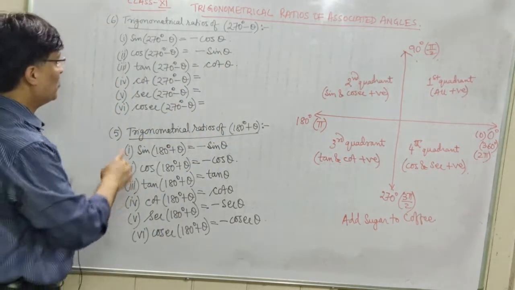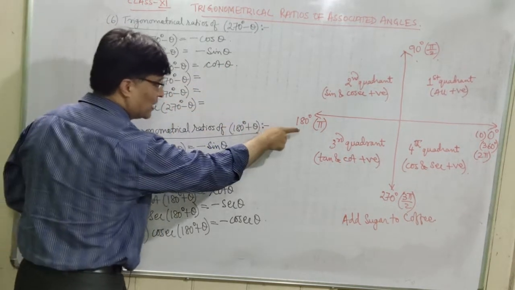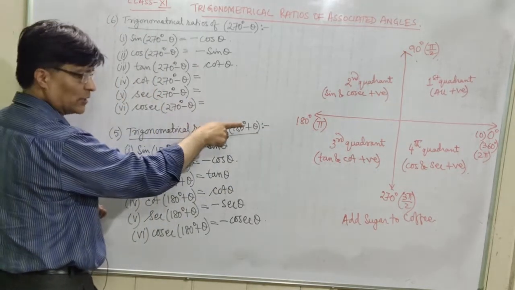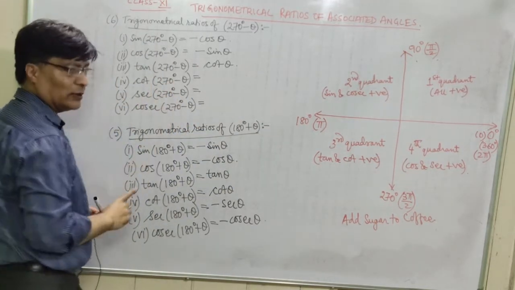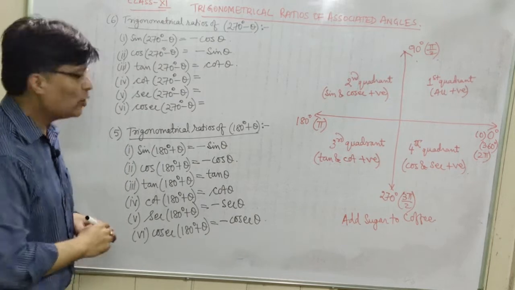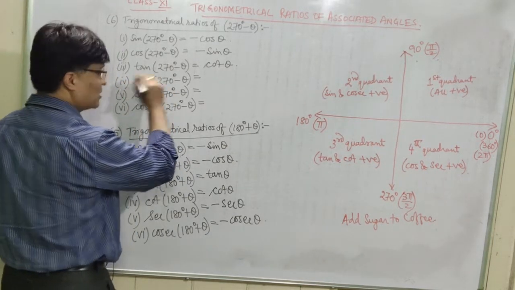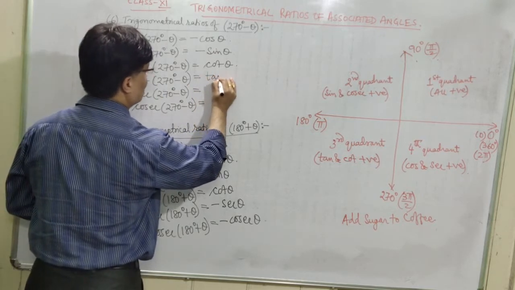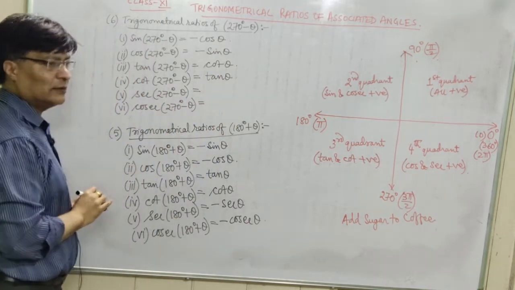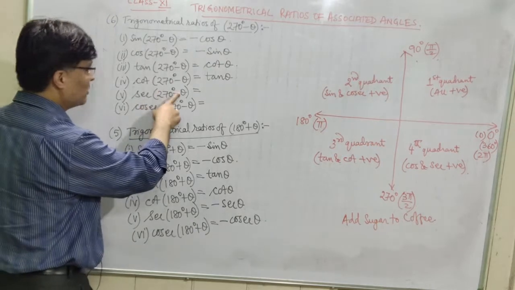Okay. Similarly, what is cot 270 minus theta? It lies in the third quadrant. Cot is always positive. And since 270 is 90 into 3, odd multiple, that means cot changes to tan. So it is tan theta. Is that clear?